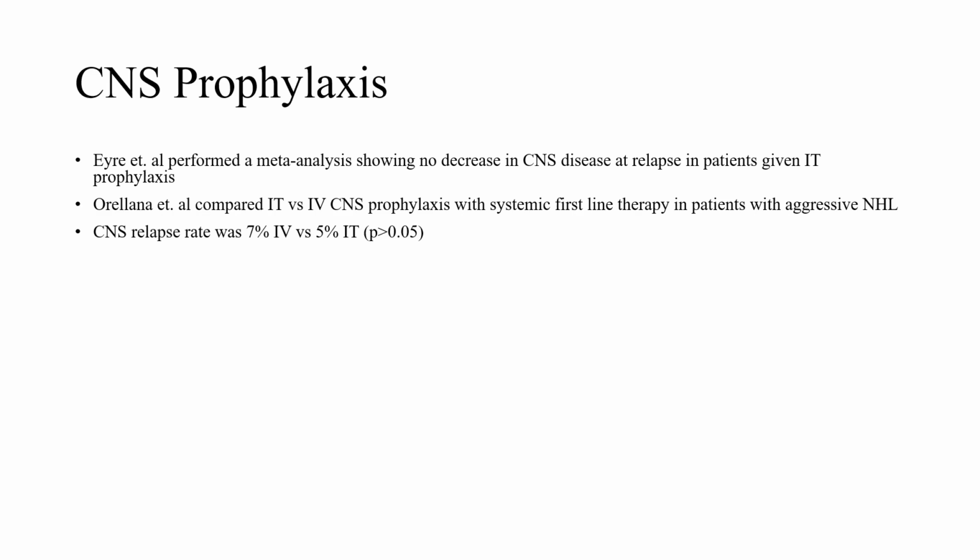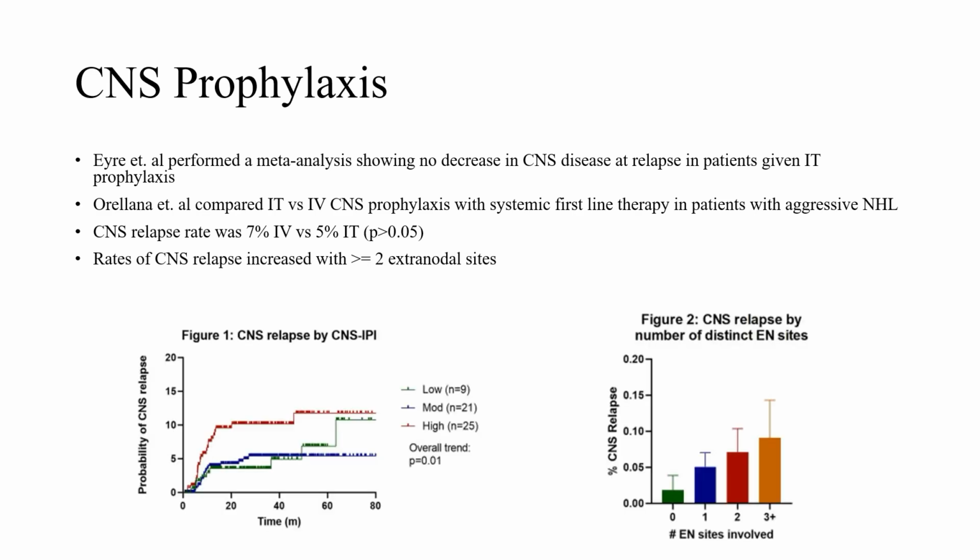And this also held true for all subgroup analyses. You can see 7% IV relapse rate versus 5% intrathecal. This is not significant. You can see here, figure 1, and this is basically validating the CNS IPI. If you had a higher IPI score, you had a higher probability of CNS relapse.